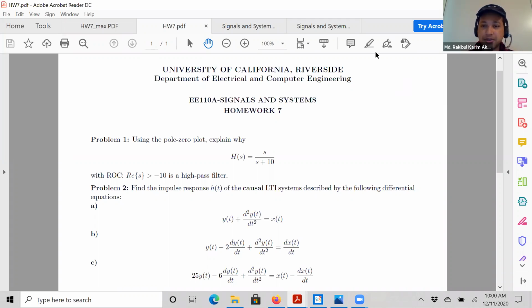Let's start our homework 7. So it's about Laplace transform.